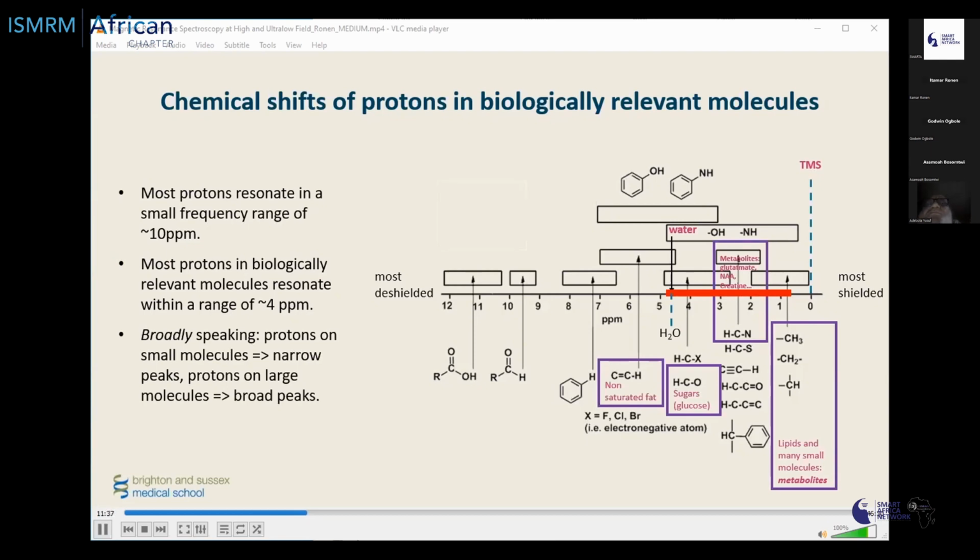And broadly speaking, if I may use a pun here, the line width of the resonances will be sort of related to the size of the molecule that you're looking at. So in essence, the molecules that are of interest to us and are easily detectable on the spectrum are those that give rise to narrow lines, whereas the molecules like proton resonances on big proteins give rise to very broad peaks that are very difficult to detect on a standard in vivo magnetic resonance spectrum.